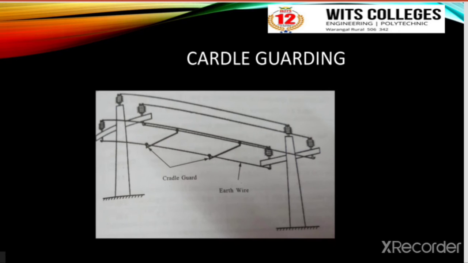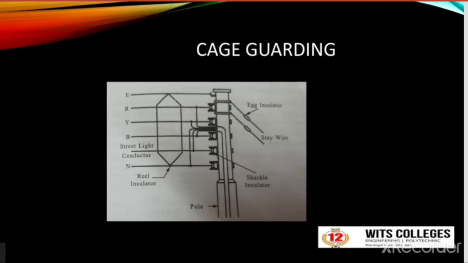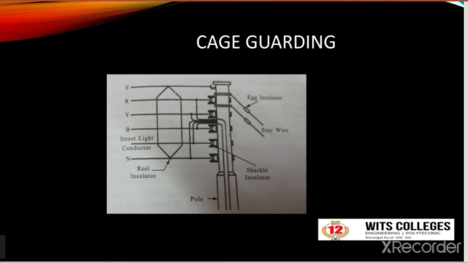Coming to the cage guarding, it is provided on LT lines. LT lines means low tension lines with vertical formation. You can see here the guarding is provided in the vertical formation, whereas the cradle guard is provided in the horizontal formation. The guard should be made of the same material as used for the earthwire. So the material which we use for the earth wire, we will use the same material for the guard wire also.